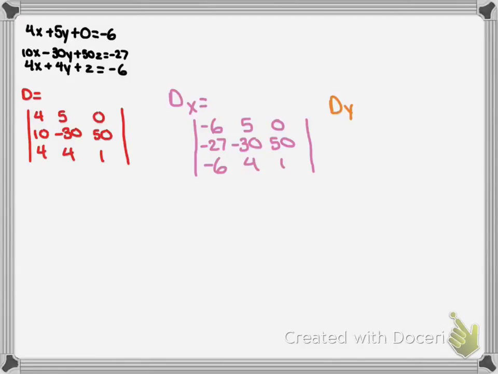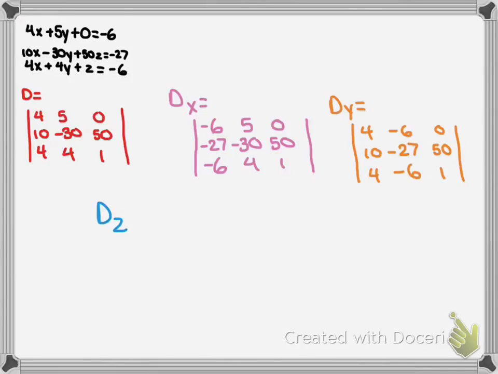The next determinant that we have to find is d sub y. In this one we have to replace the y column with the answers in the equations. So the x column is like the original one from the D. So it's 4, 10, and 4. The y column is -6, -27, and -6. Then the z column is 0, 50, 1.